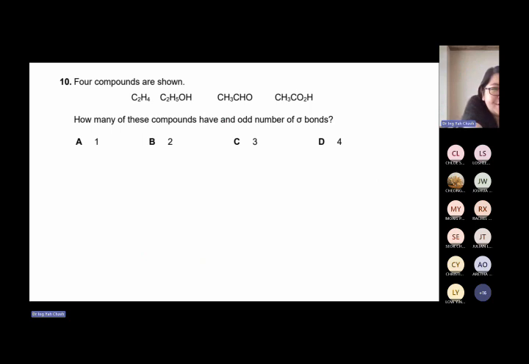Now question 10. 4 compounds are shown here, and how many of these compounds have an odd number of sigma bonds? Let's draw the structure of every compound. C2H4 is an alkene, so the structure looks like this. C2H5OH is an alcohol, a saturated alcohol, so there's no double bond. Drawing the structure, it will look like this: CH3, CH2OH.